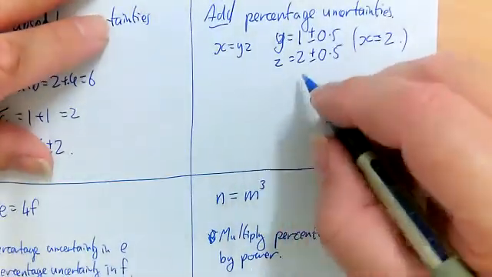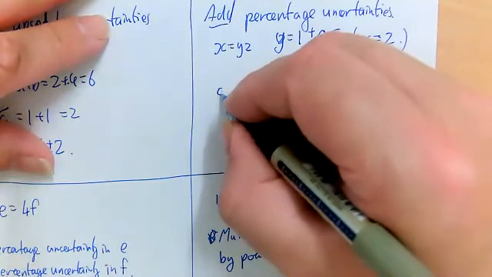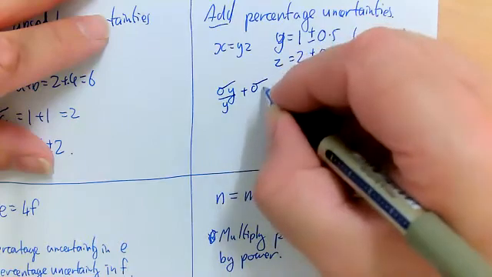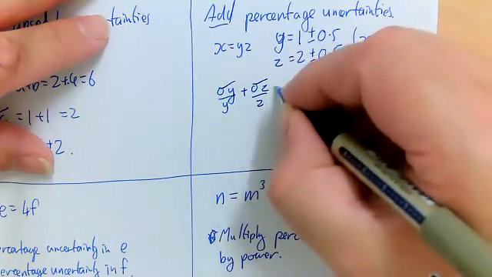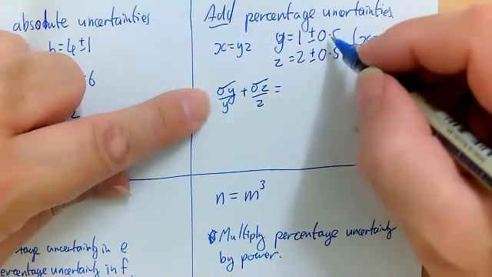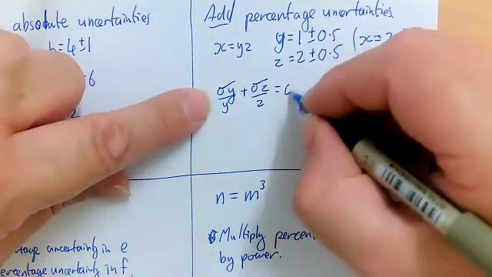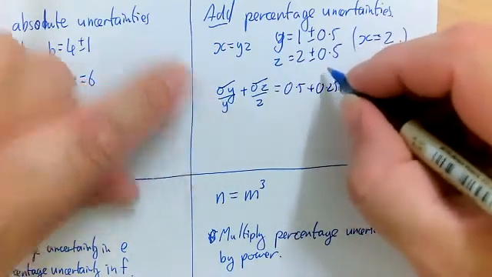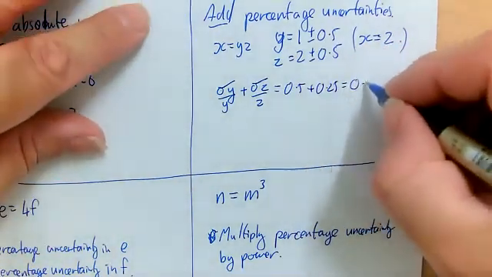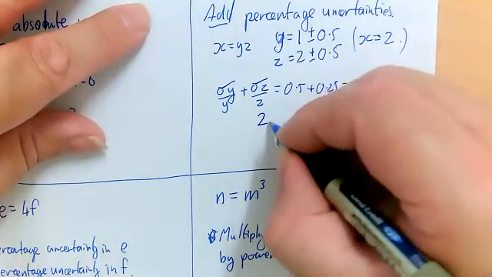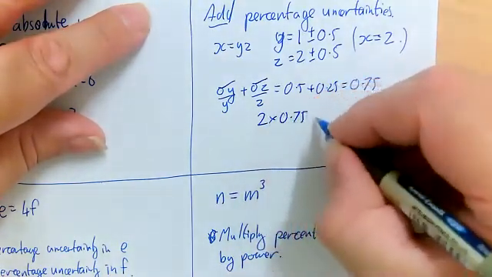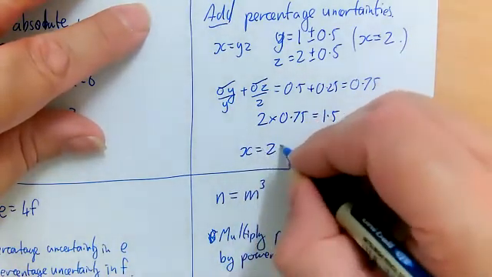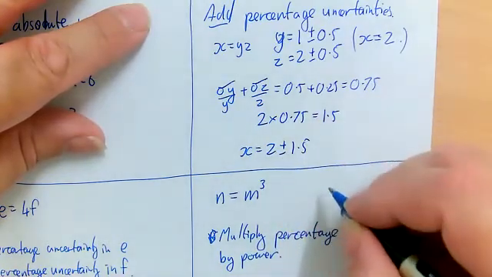So what I could then do is work out the percentage uncertainty. So the percentage uncertainty in y plus the percentage uncertainty in z. The percentage uncertainty in y is going to be 0.5 over 1, so that's 0.5, plus 0.5 over 2, which is 0.25. So that would be 0.75. So 2 times 0.75 would give me 1.5. So x would be equal to 2 plus or minus 1.5.